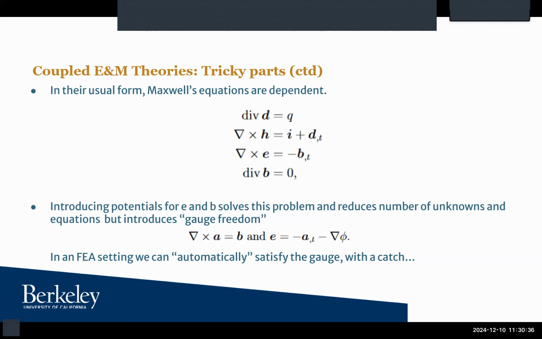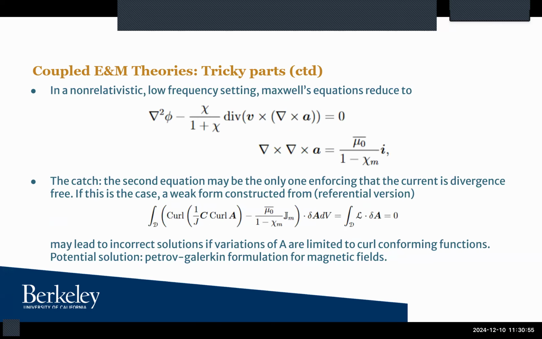But we can ignore this by imposing a gauge, and then in an FEA setting, we can satisfy this automatically by what's called the Coulomb gauge. We say the divergence of A is 0. But this introduces another problem in this particular case, because our system is not so simple as to be able to say, well, we know the current is going to be in the curl space. We can't say that. We don't know, especially because the only thing that suggests that the current will be divergence free is this equation in principle.